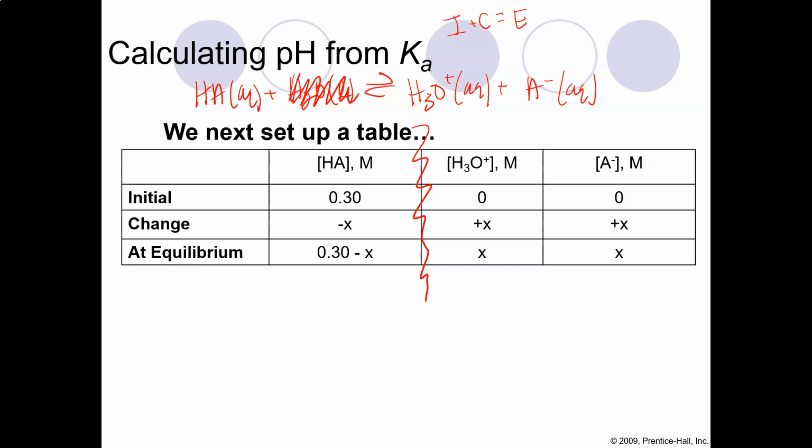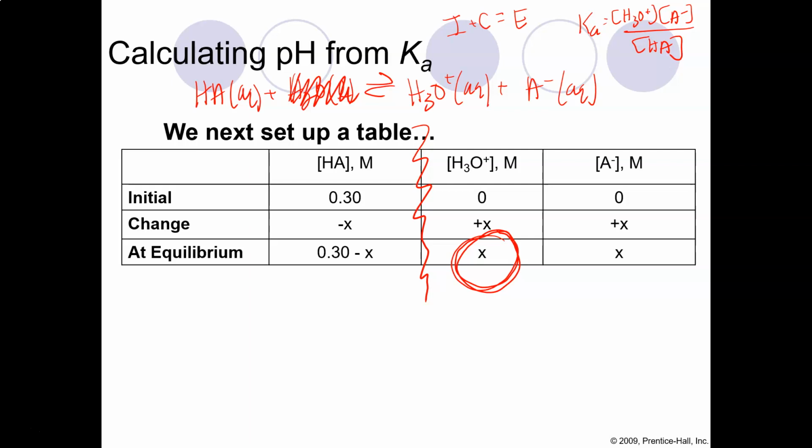The question wants us to know the pH value, which means I need to know the H3O plus value. So I need to know x. In chapter 15, we ran into this dilemma before. We needed to solve for x, but our ICE table didn't give us enough information. But we were given the Ka value. So just a quick reminder, the equilibrium constant expression, products over reactants, looks like this, and our Ka value was given as 1.3 times 10 to the negative 10th.